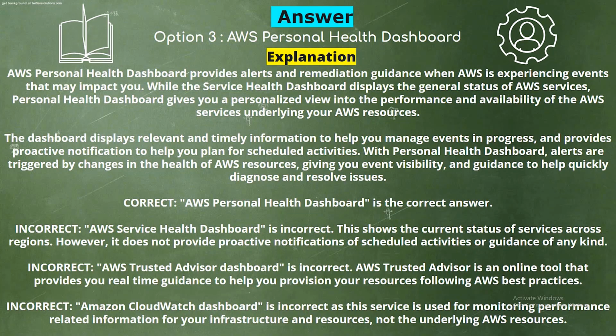Incorrect, AWS Trusted Advisor Dashboard is incorrect. AWS Trusted Advisor is an online tool that provides you real-time guidance to help you provision your resources following AWS best practices. Incorrect, Amazon CloudWatch Dashboard is incorrect as this service is used for monitoring performance-related information for your infrastructure and resources, not the underlying AWS resources.